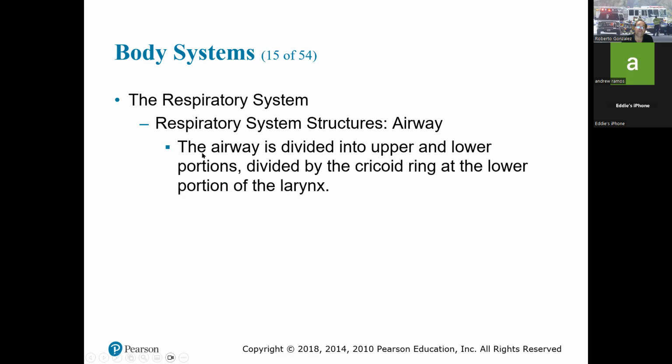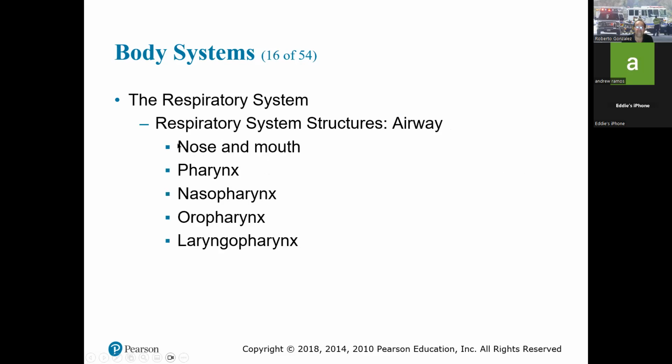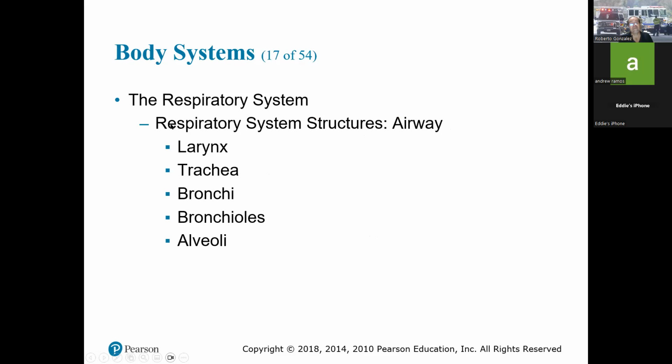The respiratory structures, airway. The airway is divided into upper and lower portions, divided by the cricoid ring and the lower portion of the larynx. Respiratory system structures: you have the airway, nose and mouth, the pharynx, nasopharynx, oropharynx, and laryngopharynx, which we went over a little bit ago. Okay, so you have structures of the airway. You have the larynx, also known as your voice box, the trachea itself, which is the tube that goes down after the larynx to the lungs and separates into right and left bronchi. And then those bronchi eventually become bronchioles. And at the very tip of the bronchioles, you're going to have the alveoli.